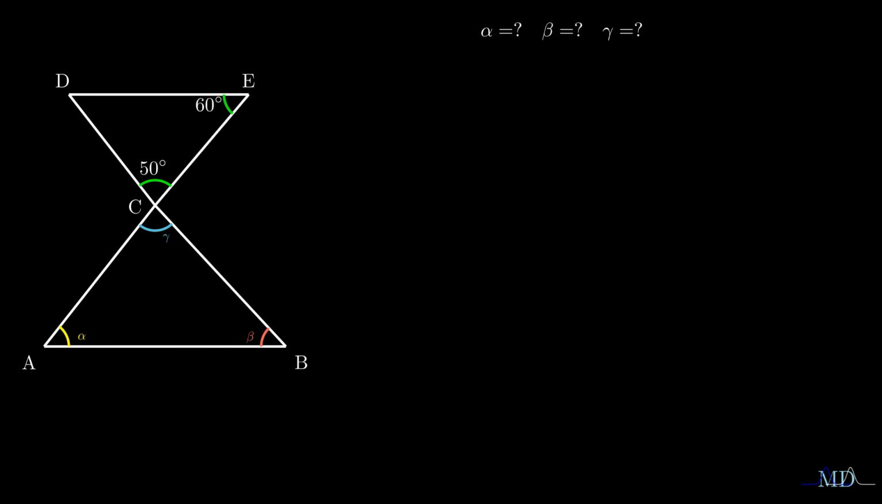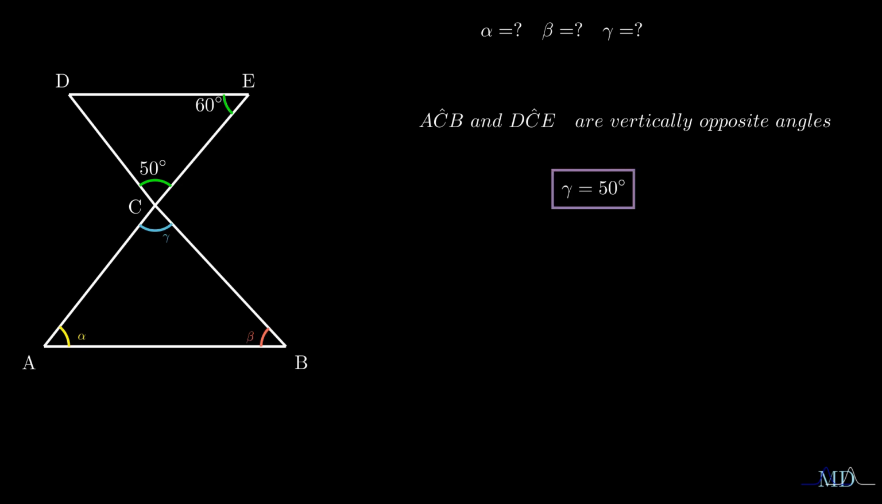The first thing that we notice is the fact that the two angles in C are vertically opposite angles. Therefore they are congruent. So we have already found the value of gamma. We are going to use the theorems about parallel lines cut by a transversal to find the value of one of the other two angles.